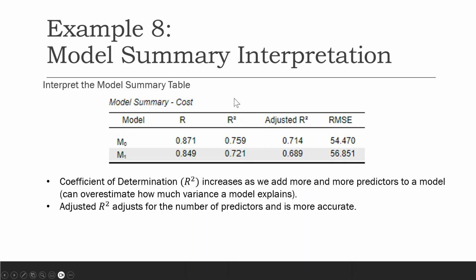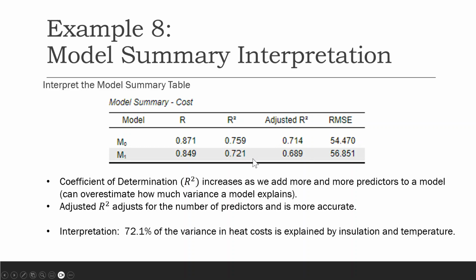And so when we use multiple regression, we're going to use the adjusted R squared when we're providing the percentage or the proportion of variance in that predicted variable that is explained by the predictors in that final model. And so here our value in our final model is 0.721. So we can say about 72.1% of the variance in that outcome variable, which is the heating cost, is explained by the two variables in that final model, insulation and temperature. That is our model summary table.